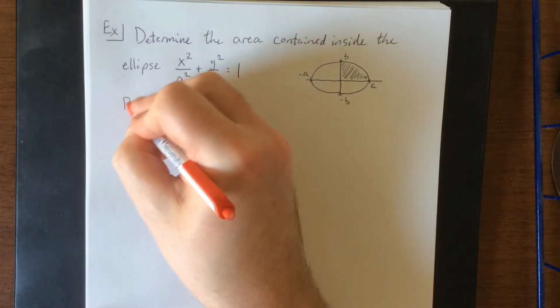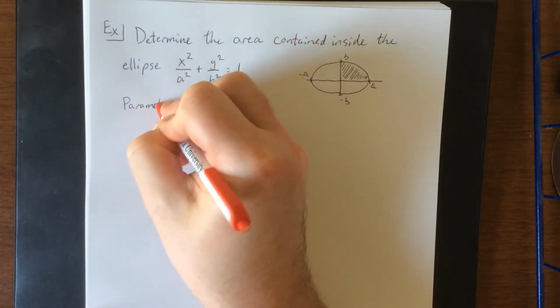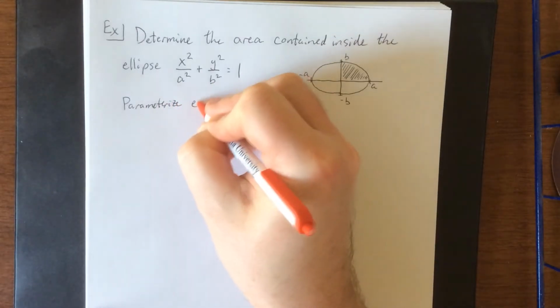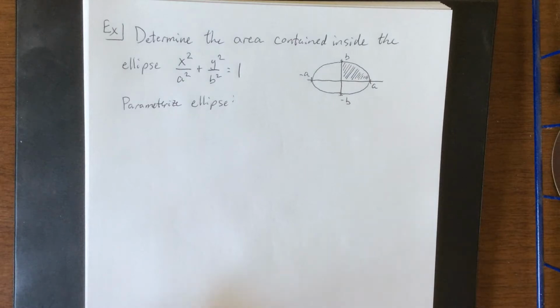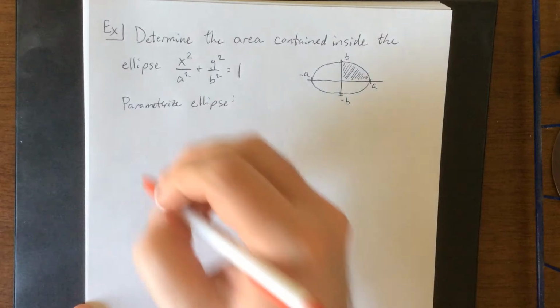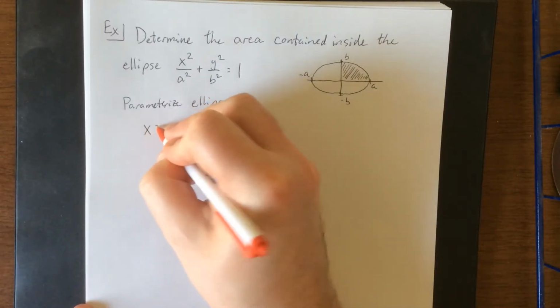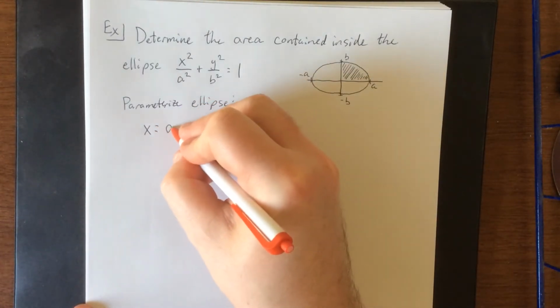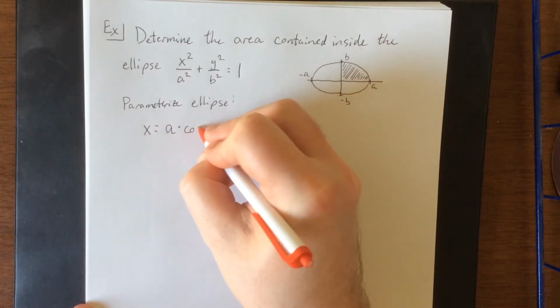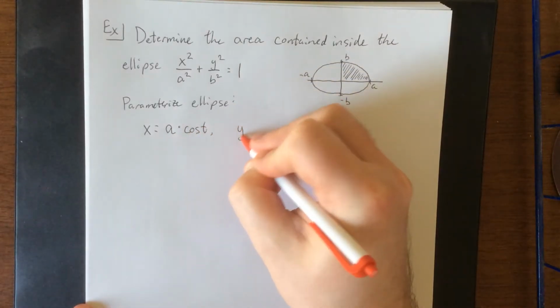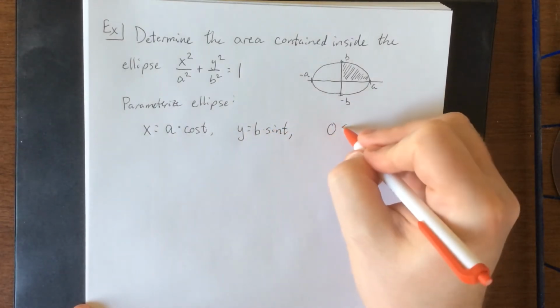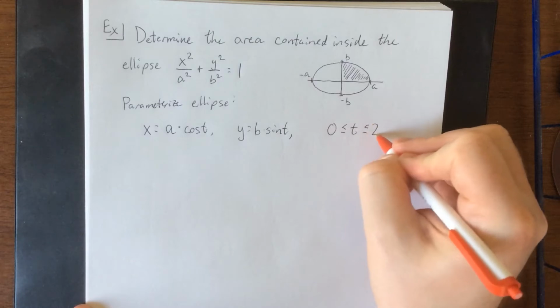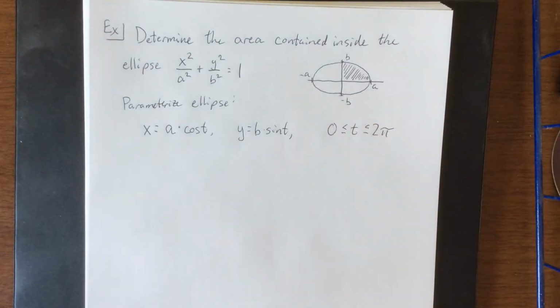So first thing we're going to do is parameterize the ellipse. And for this, I'm going to call back to the video on the Common Parameterizations, Part 2, that talks about how to parameterize conic sections. The common parameterization that we're going to use is that x is going to be equal to a times the cosine of t, and y is going to be equal to b times the sine of t. Now, if we wanted to do the entire ellipse, we could say that t goes from 0 to 2 pi.